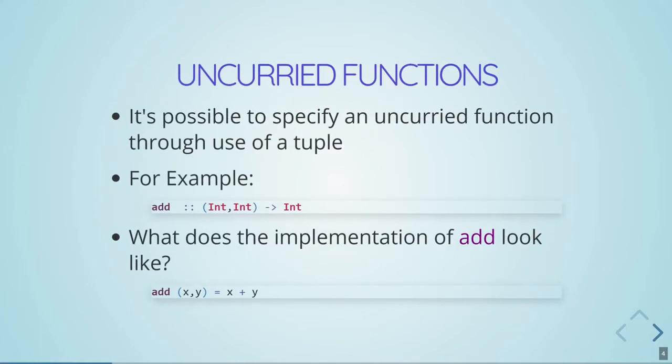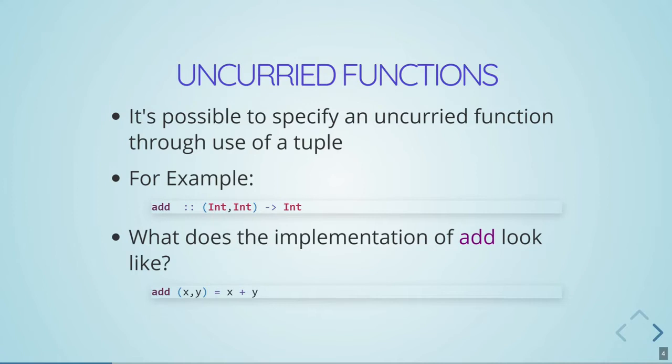It is possible to specify an uncurried function, basically just by using a tuple. So instead of writing your arguments one by one like you usually would, you group your arguments into a tuple. What does this mean? This means that you can only call the function by specifying all of the arguments inside of the tuple. So now you've restricted it so that it's not possible to specify the function one argument at a time. You have to specify them all at once.